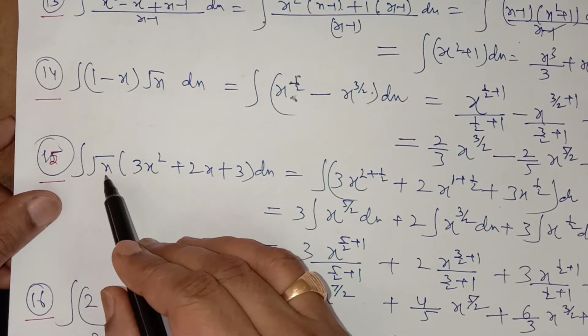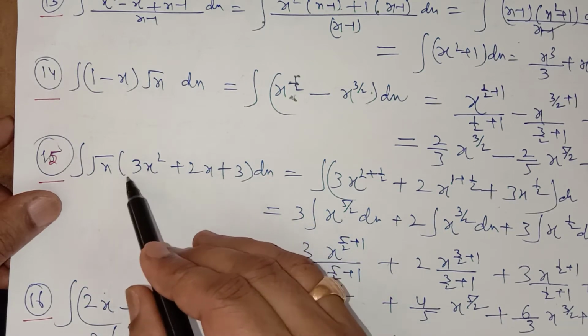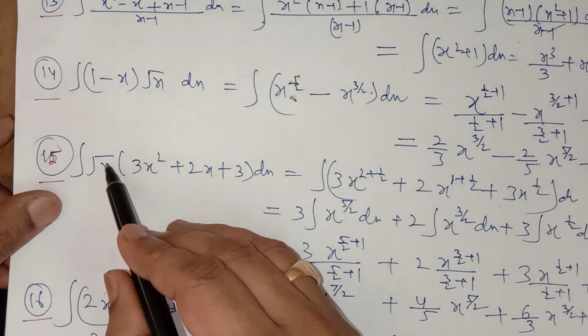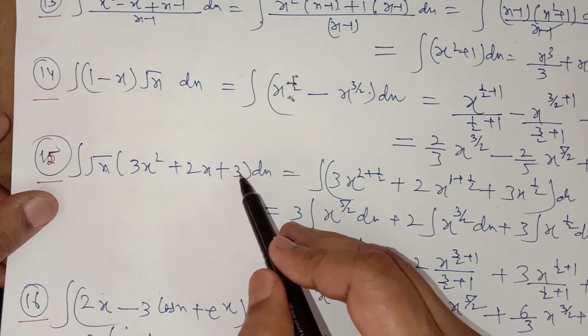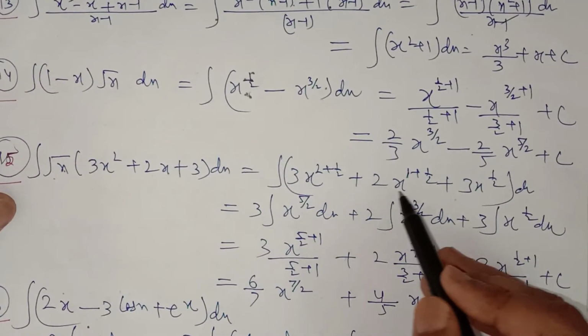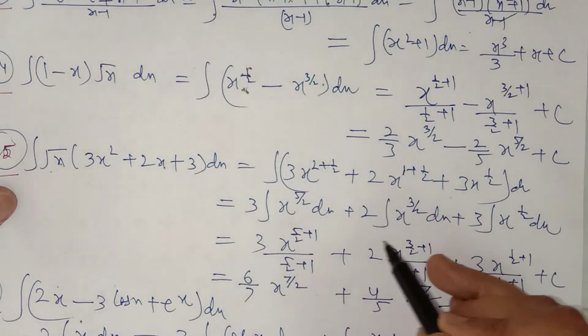Same method is here: multiply and open the bracket. On multiplication, the power of the variable will be added. So 3x ki power 2 plus half, plus 2x ki power 1 plus half, multiply 3 into x ki power half. On multiplication, the power of the variable will be added. Now integrate by separating it.